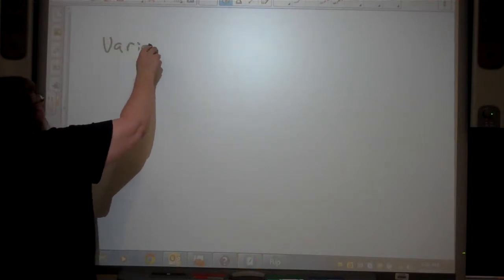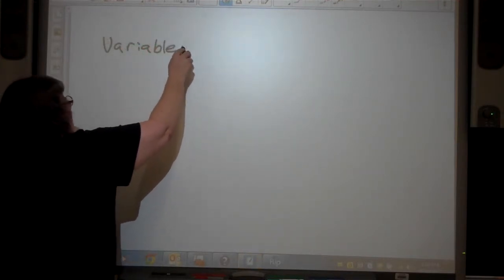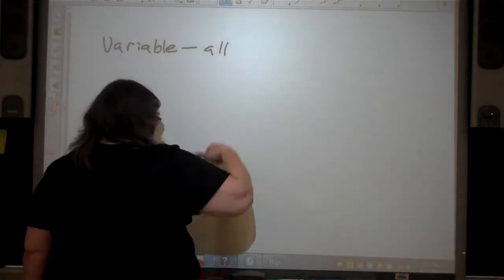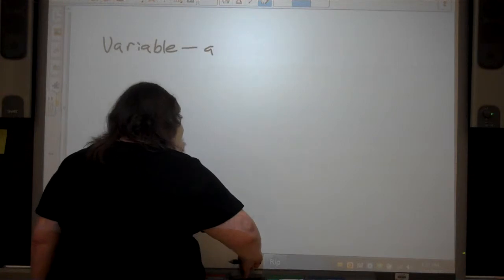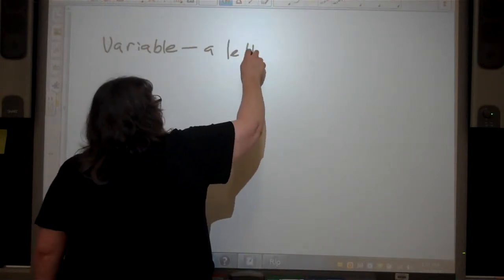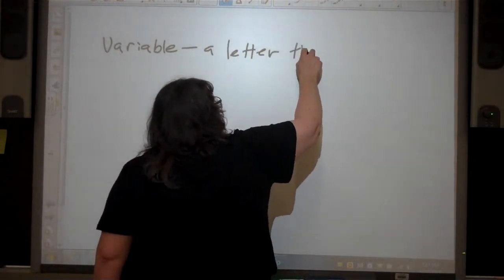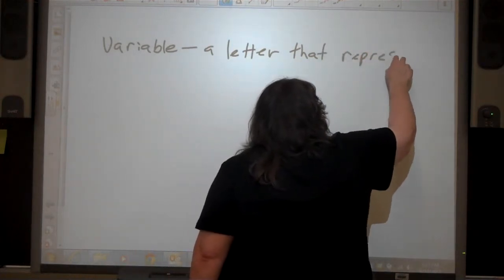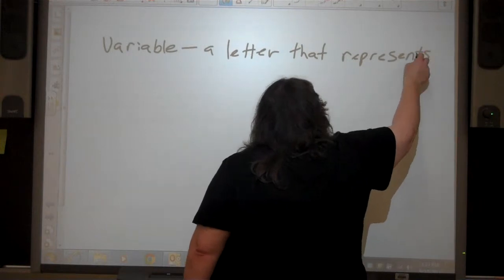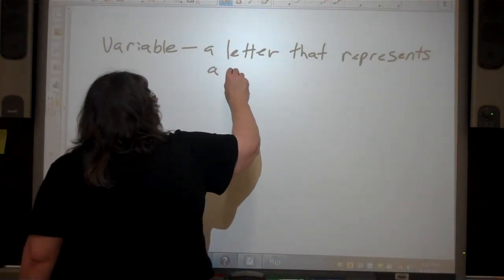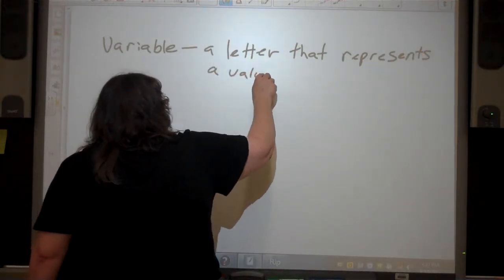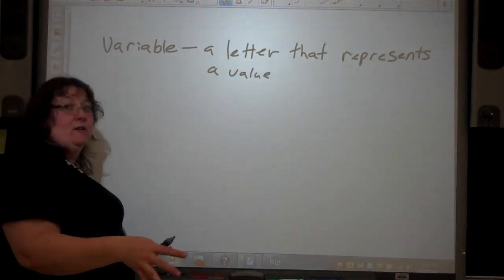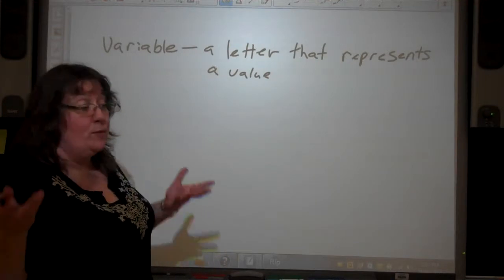A variable. Okay? Everybody knows a variable is a letter that represents a value. Okay? Remember, x can be 3 and can be 2, whatever. Okay? A letter that represents a number.